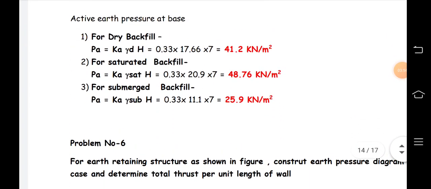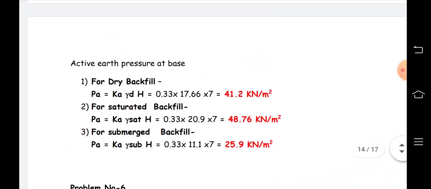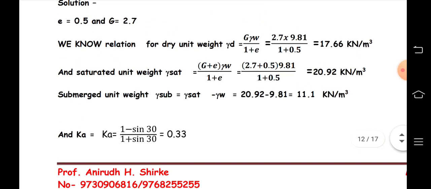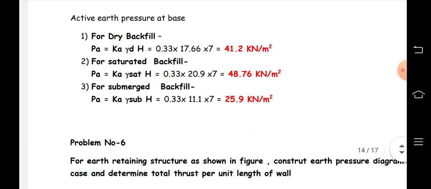So for dry backfill, we know the formula. Total earth pressure is 1 by 2 Ka gamma h square. For the base, the formula will be Ka gamma h. For dry backfill, we use the dry unit weight, that is Ka gamma D into h. The value of Ka is 0.33, gamma D is 17.66, and the height is 7, so we get the answer, that is 41.2 kilonewton per meter square.